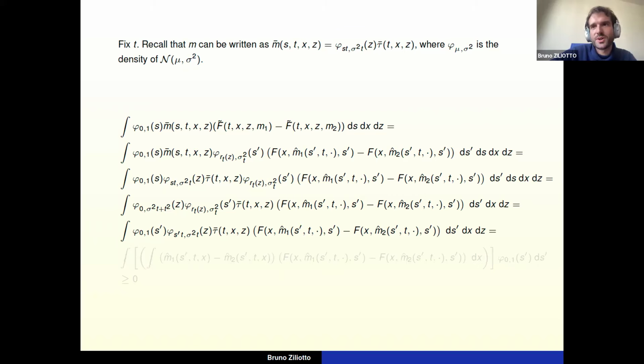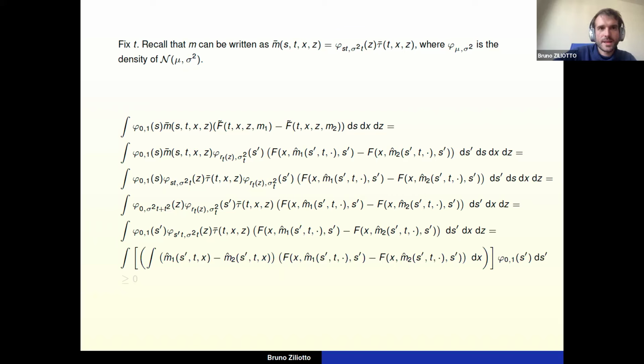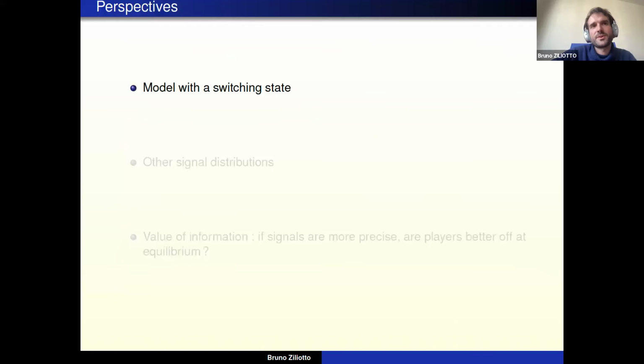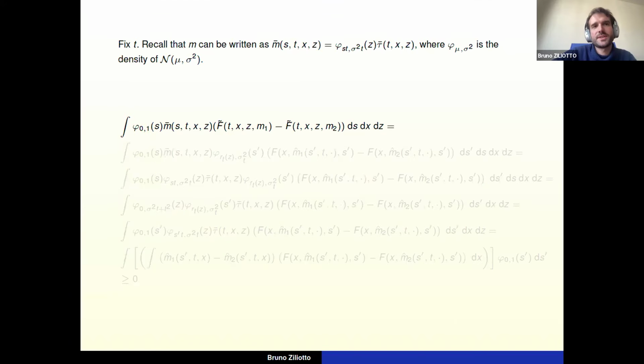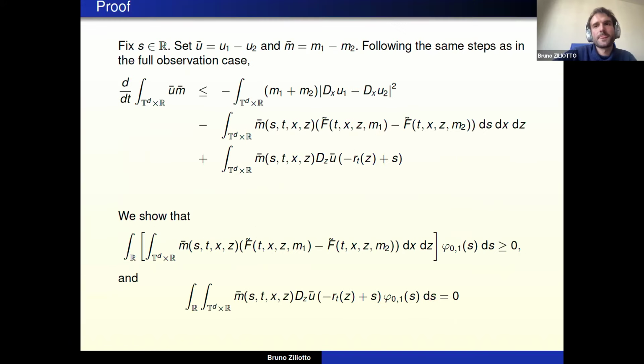And the last thing is to integrate with respect to z to obtain exactly my m bar 1 minus m bar 2, which is exactly what I want, because now this is really a monotonicity condition that we can apply to m bar 1 and m bar 2. And then I can apply it and deduce that this term is positive.